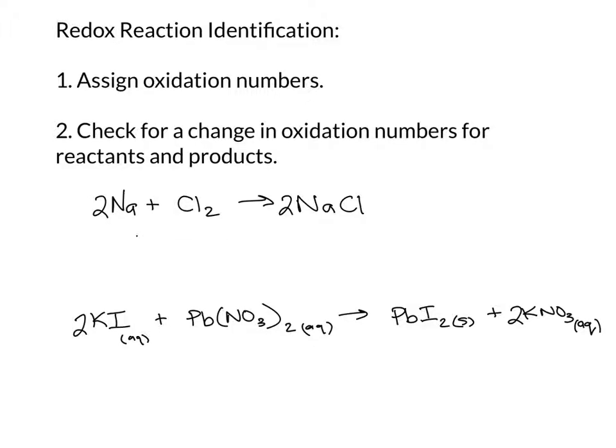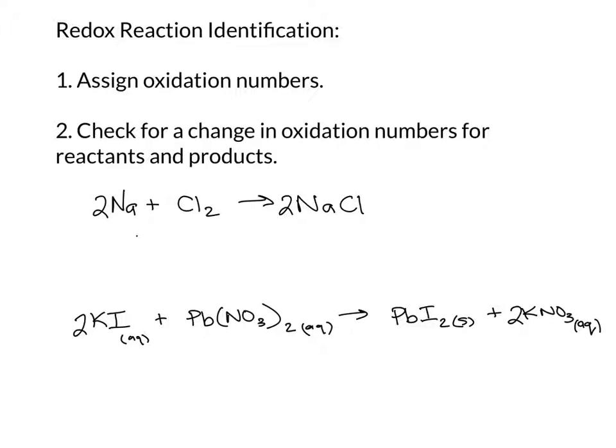So the identification of redox reactions involves a two-step process. The first step is to assign oxidation numbers for all of the elements on both the left and right-hand sides of the arrows. And the second step requires you to check for any changes in specific species on the left and right hand sides.